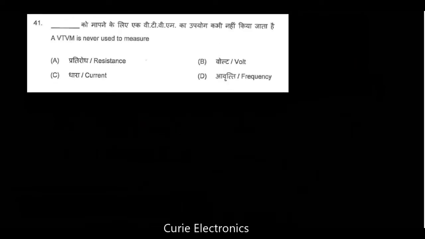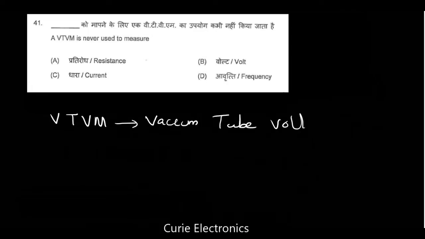A VTVM is never used to measure this. VTVM means vacuum tube voltmeter. It has got high input impedance or resistance. So it is never used to measure current. But it accurately measures the voltage.